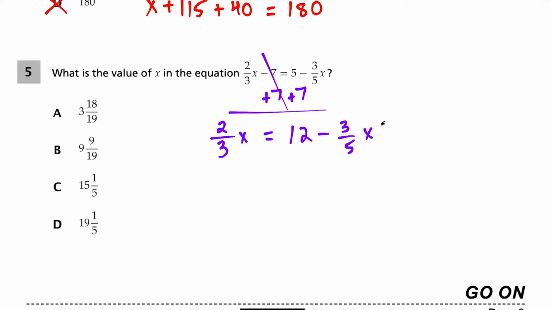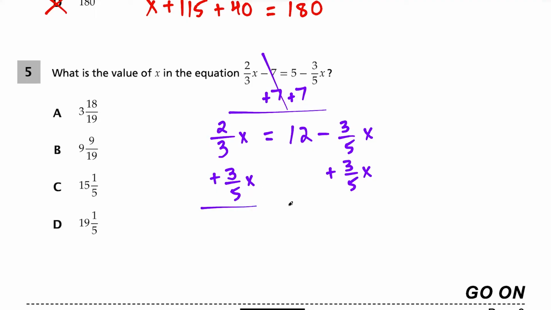And from here, there's a few ways we could handle this. But one thing we could do right away is just add 3/5 x to both sides. So I'm going to go plus 3 over 5x on the right side. And then if I do that to the right side, I have to do the same thing on the left side. So I'm doing this.